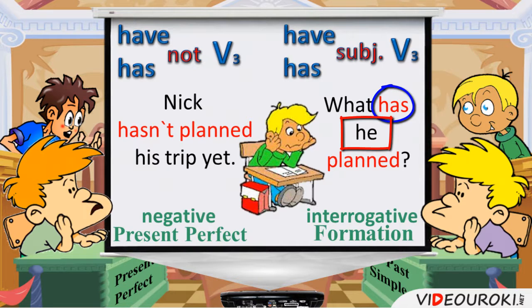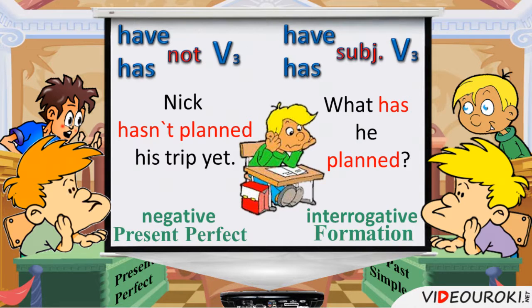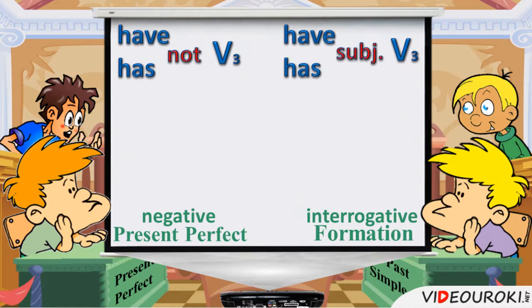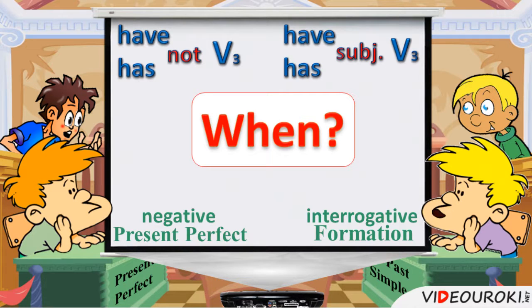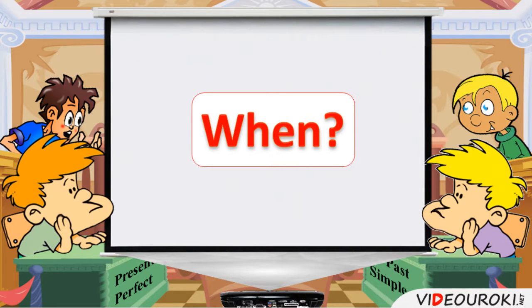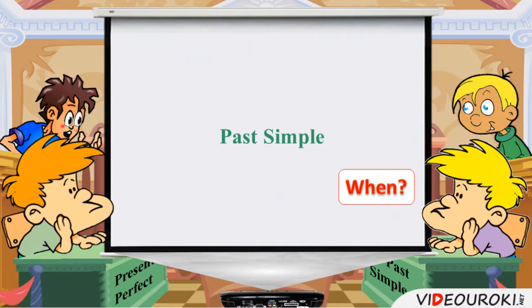And remember, we don't use the present perfect if there is a question word when. И запомните, что мы не используем настоящее совершенное время, если в вопросительном предложении стоит вопросительное слово when. Когда? Oh yes, we use the past simple instead. Все правильно. В этом случае используем прошедшее простое время.